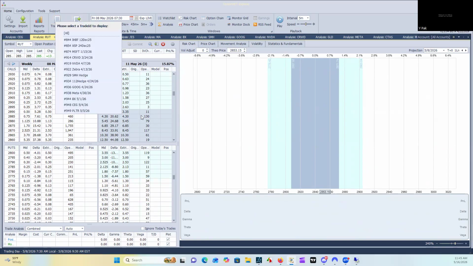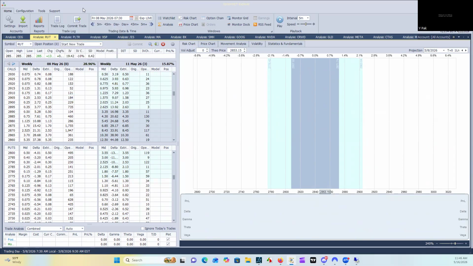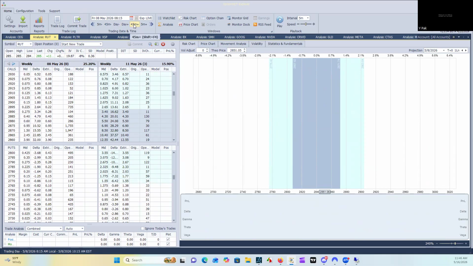Okay, so I'm going to go to the trade log here for 850. I don't see it. Where is it? Time fly spread. Okay, well, let's just go. I think I put this on around 9 or 8:30 or something.